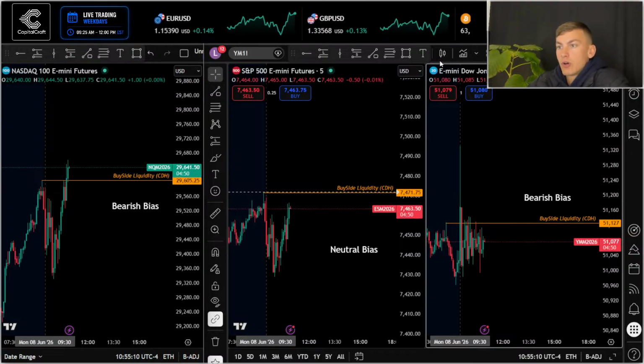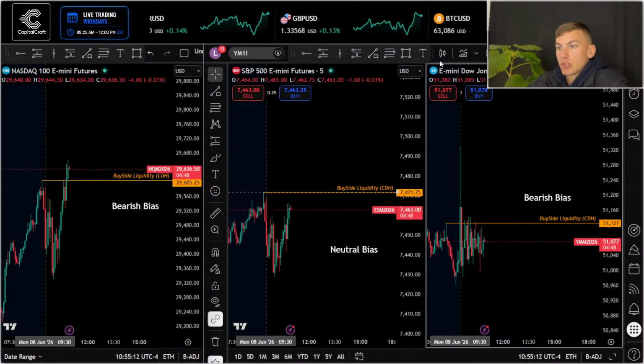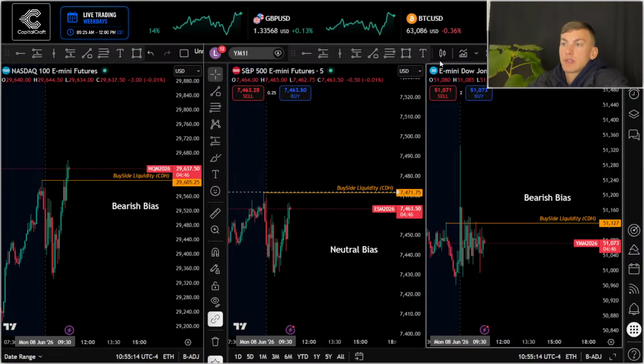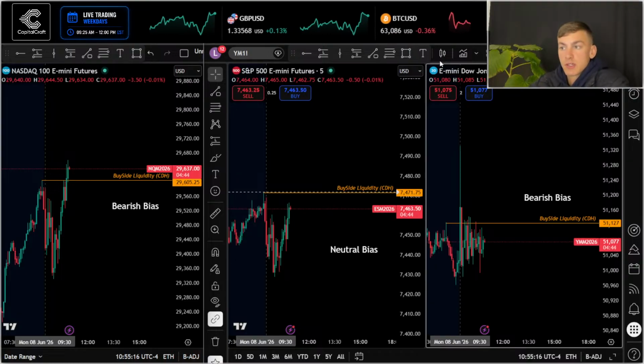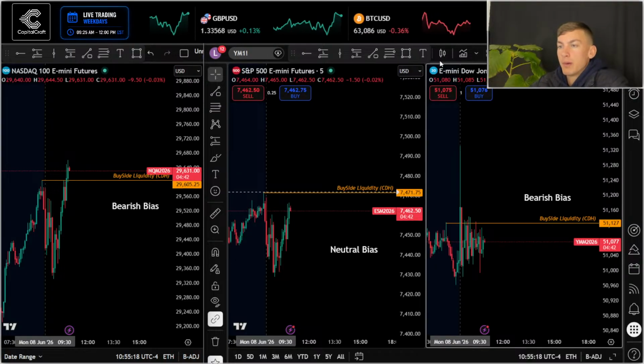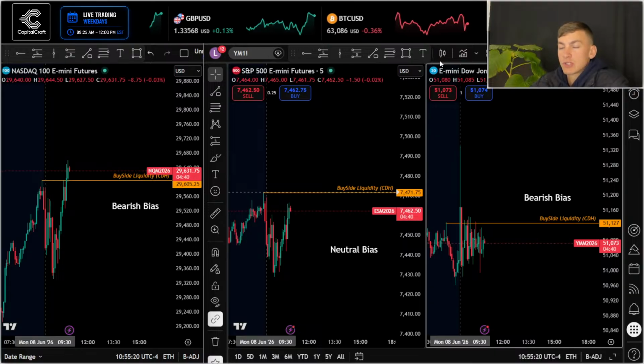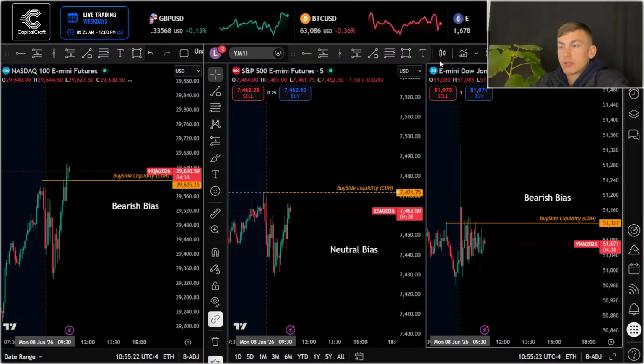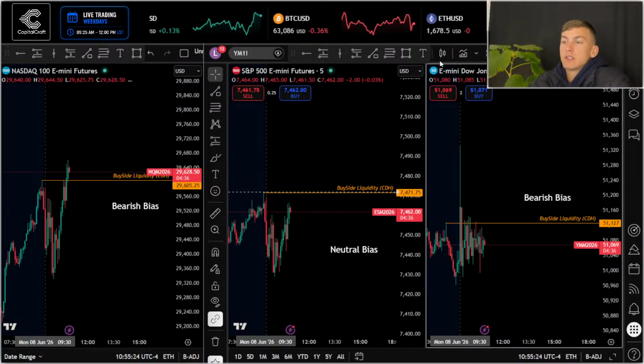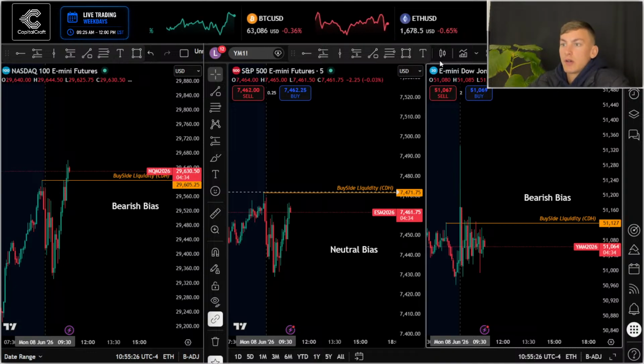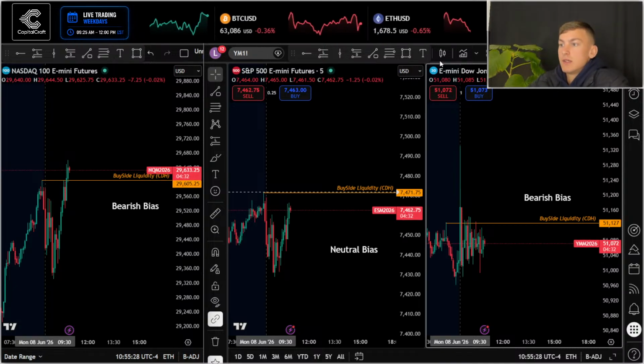If, however, we do not get that, it's a bit unfortunate. We will just have to sit on our hands and wait for the next opportunity to present itself. But right now we are about 80% there. We just need to see the very last confluence come into play, and that will essentially be our change in state of delivery across the Nasdaq as well as the S&P.